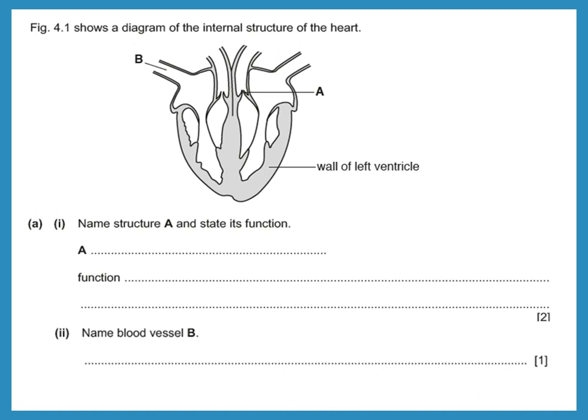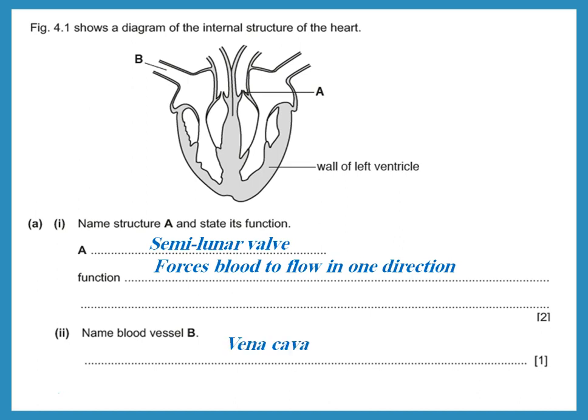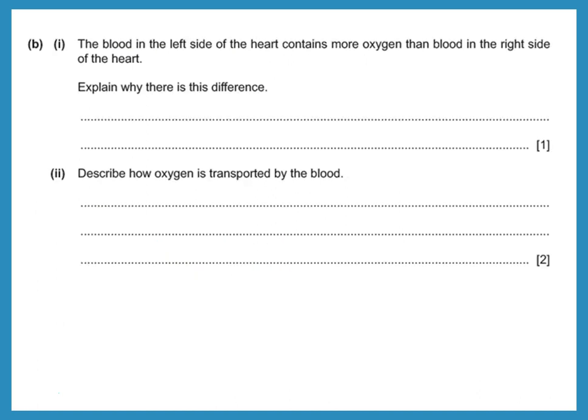Then this diagram of the internal structure of the heart: name the structure A and state its function. What is the name of A? Remember, A is a semilunar valve, and this forces the blood to flow in only one direction from the ventricle to the artery, in this case the aorta. Name blood vessel B. What is B? Remember, B is the one bringing blood from the body, so that is the vena cava.